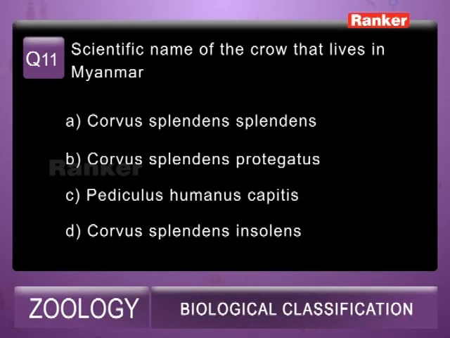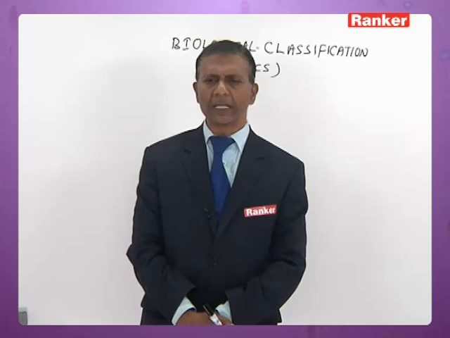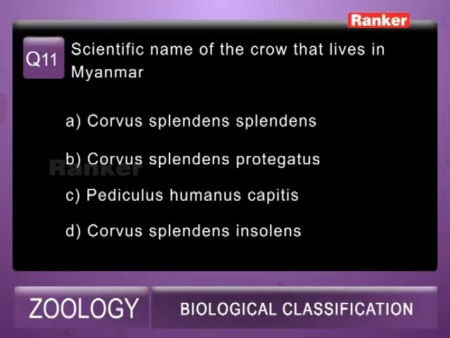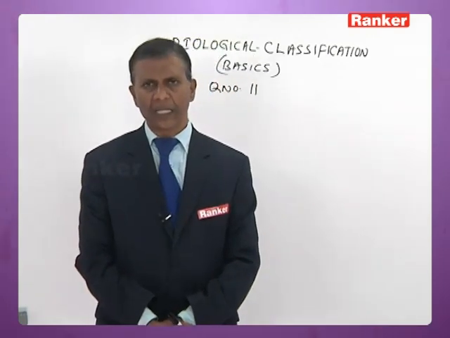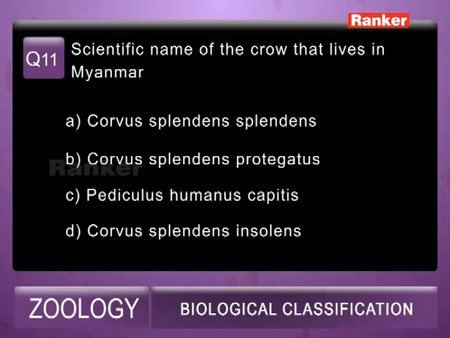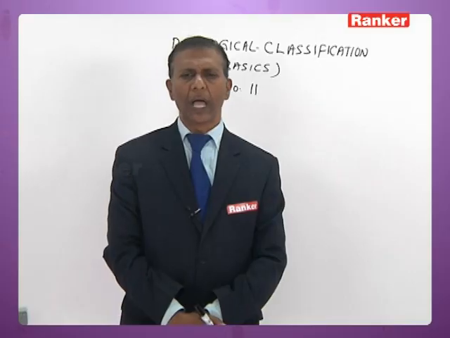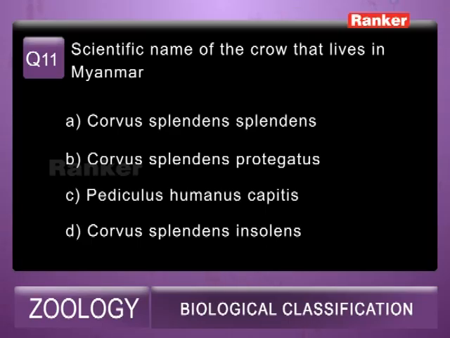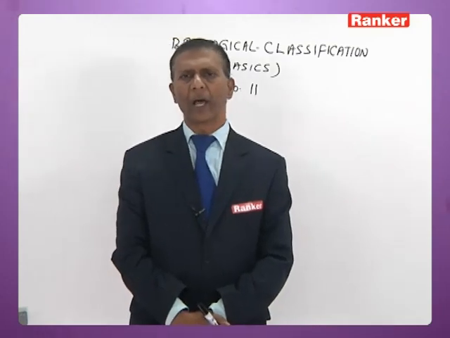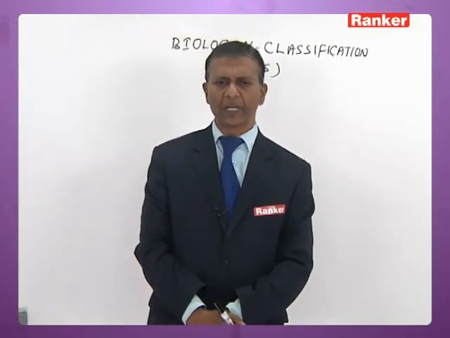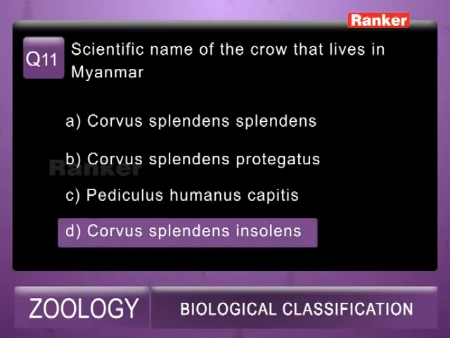Suppose you take option A, Corvus splendens splendens. It is a crow that lives in India and Pakistan. Second one, option B, Corvus splendens protegatus, is a crow that lives in Sri Lanka, that is the Ceylonese crow. C. Pediculus humanus capitis. And option D, Corvus splendens insolens, is the one which lives in Myanmar or Burma. So for the 11th question, the correct answer is D.